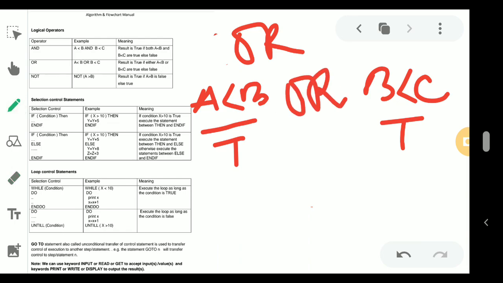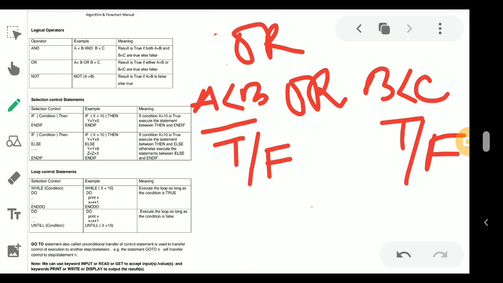So if any of this operation can be true, either one. If you remember the OR gate truth table, only if both are 0 do we get 0. In the rest of the cases, whenever a single input is 1, or both inputs are 1, we get the output as 1. So if either of them is true, we can accept.